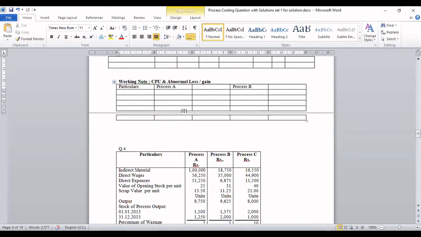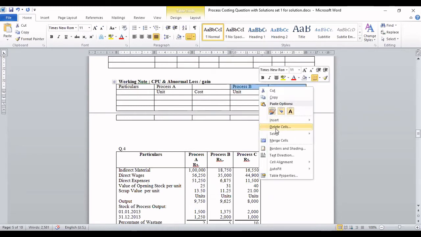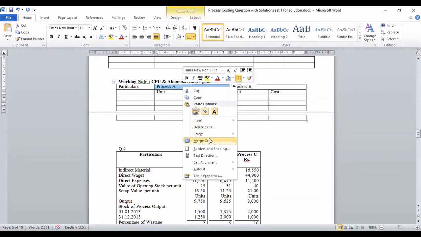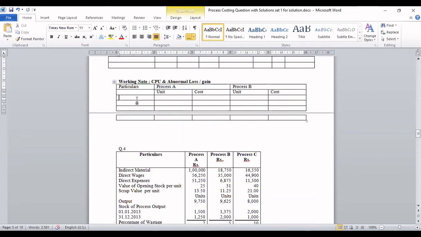But the first important information, see, we need data in units as well as we need data in cost, correct? So unit or cost, both information we need. Everyone understood this format? Yes or no? Yes, sir. Okay, I'll just merge these cells. Now tell me, the first information you need is for input.